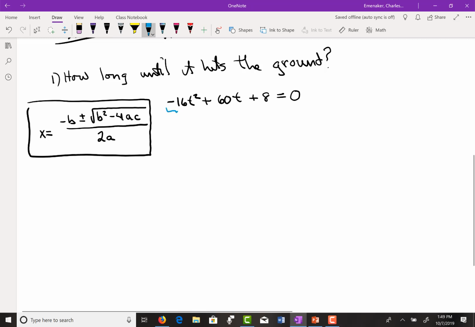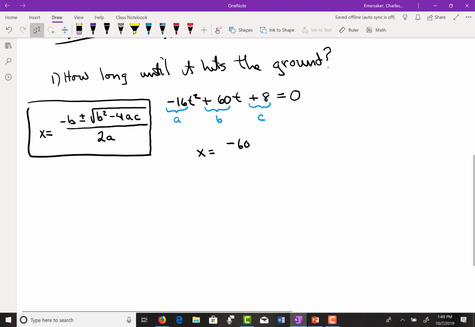Okay, a is that coefficient there, isn't it? So a is going to be a negative 16. B is going to be a positive 60. And C is going to be a positive 8. Now it's down to just doing what? Plug it in.